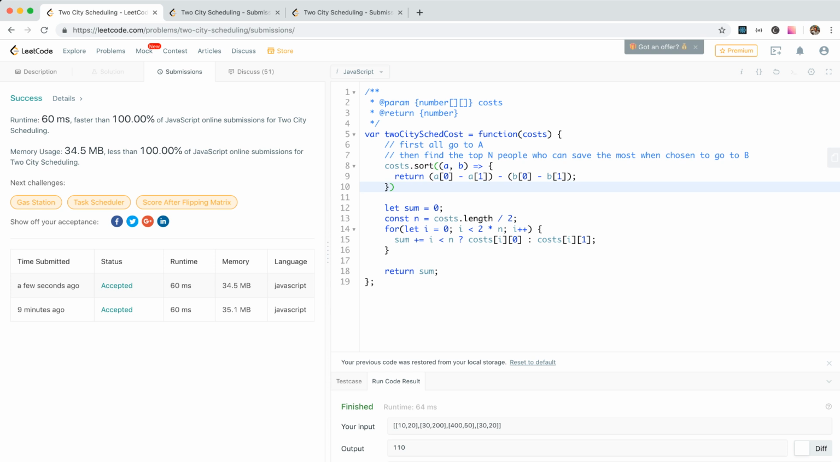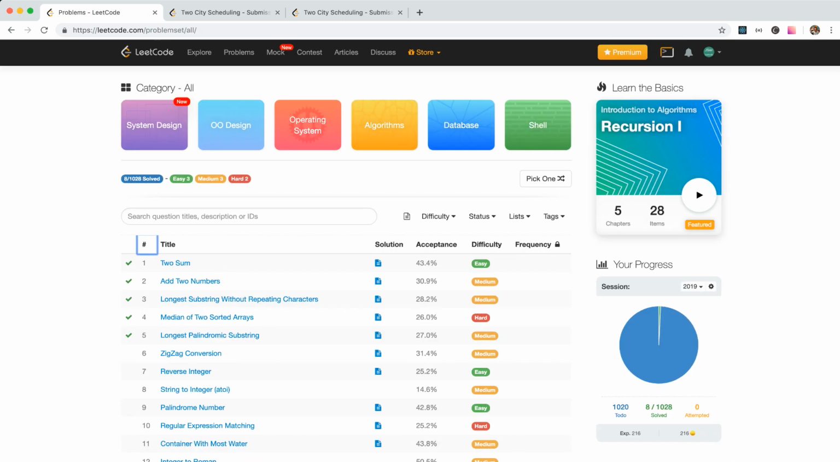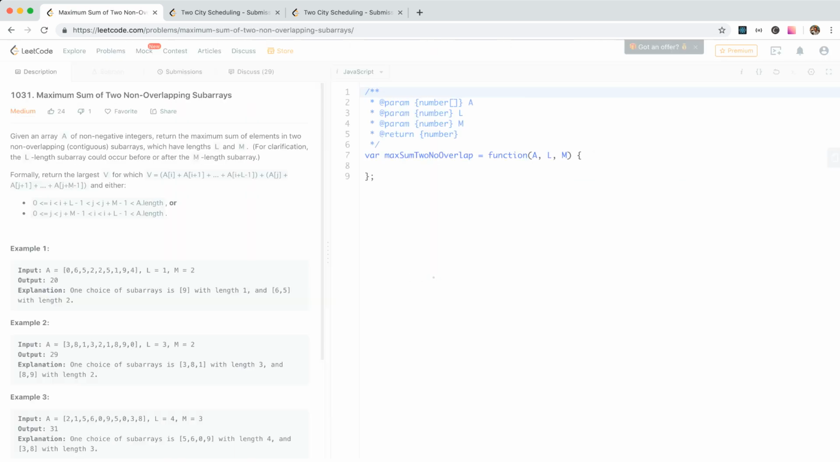Okay, so this is for today. From tomorrow maybe we can take a look at other problems, like this medium one, maximum sum of two non-overlapping subarrays. So let's have a brief look at the problem and go to sleep.